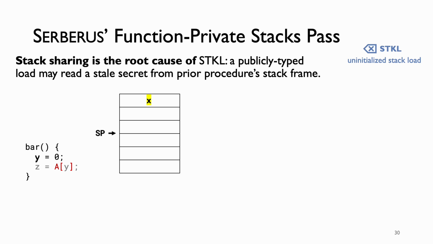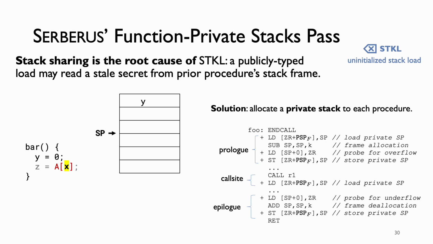So we call it and it allocates its stack frame. It tries to initialize y with 0, but as you'll see in a second, the subsequent load of y executes before the store to y executes, allowing the load of y to read the stale secret data on the stack like this. And as a result, we have a stack L taint primitive that results in leakage. So our solution is to simply allocate a private stack to each procedure on which it exclusively allocates its stack frames. This eliminates all stack L taint primitives from the program.